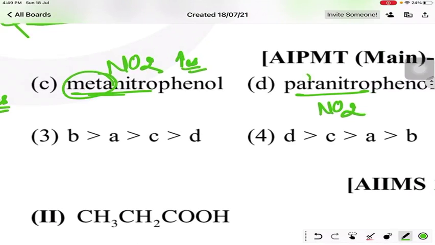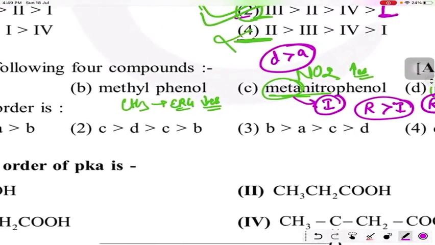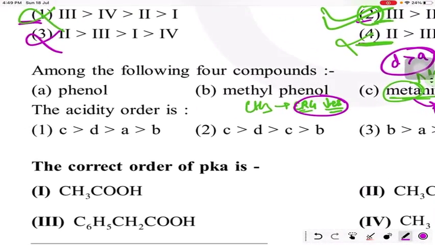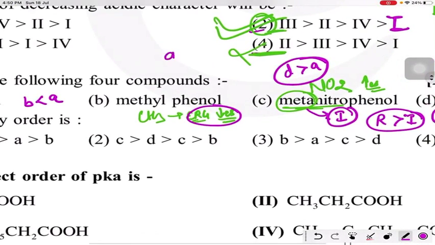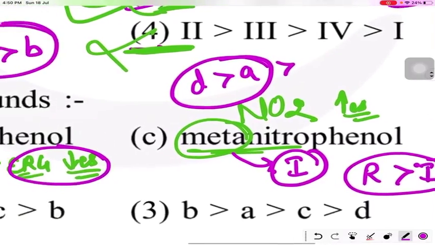Now between meta and para, because the resonance effect is dominant or effective at the ortho and para positions, here the resonance effect stabilizes the phenoxide ion formed, but at the meta position it will stabilize the ion through the inductive effect only. So the resonance effect dominates over the inductive effect, which means D is a stronger acid than A. Then we have methylphenol. Because methyl is an electron releasing group, it will be less acidic than A. B is less acidic than A, or we can say A is a stronger acid than B. So D is stronger than A, but A is stronger than B.